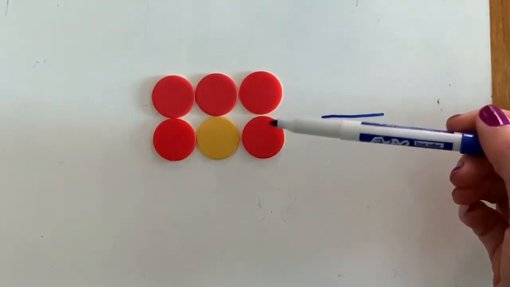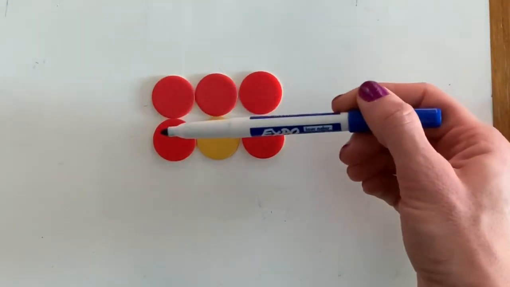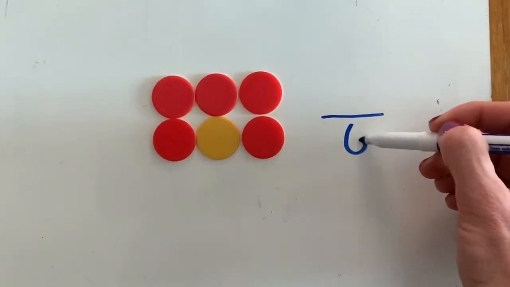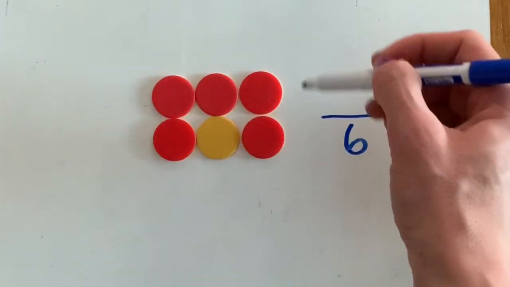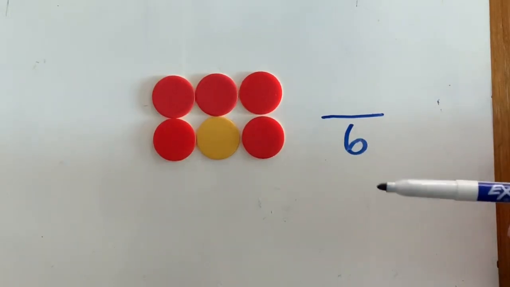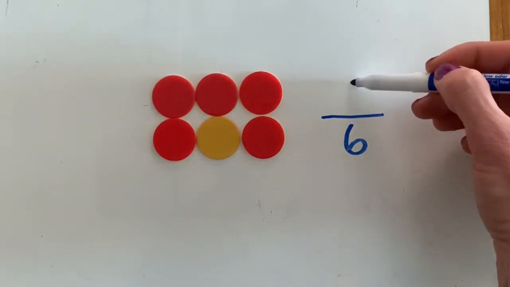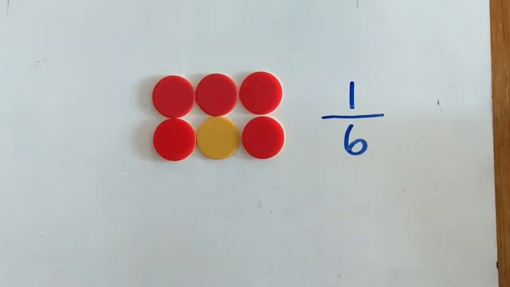How many are there here? 1, 2, 3, 4, 5, 6. There's 6 pieces or 6 objects, and this time it's not pieces. And how many are yellow? 1/6 is yellow today. There's only 1.